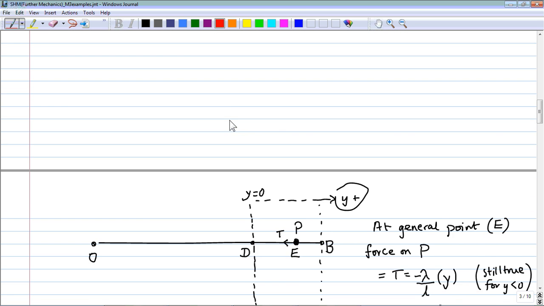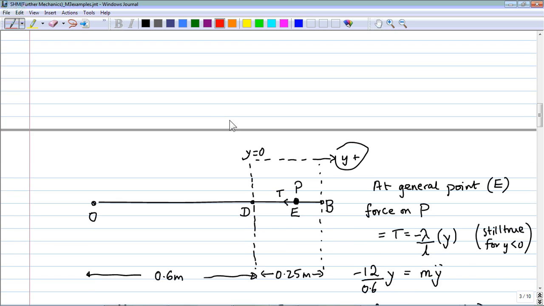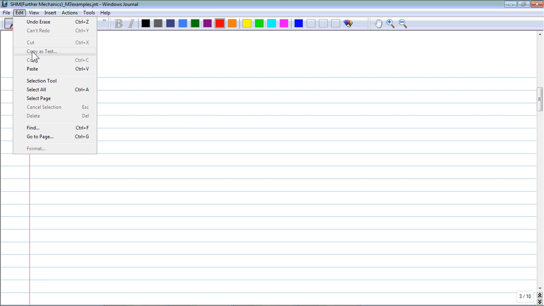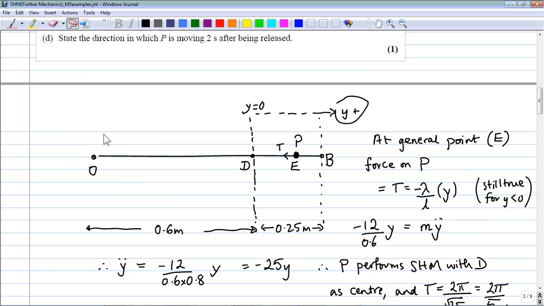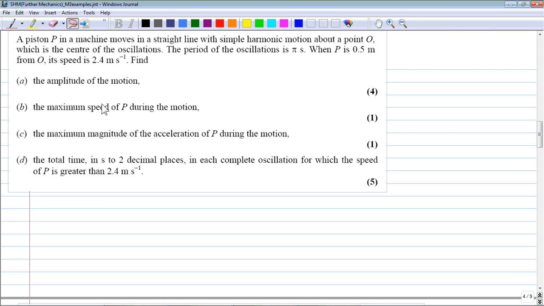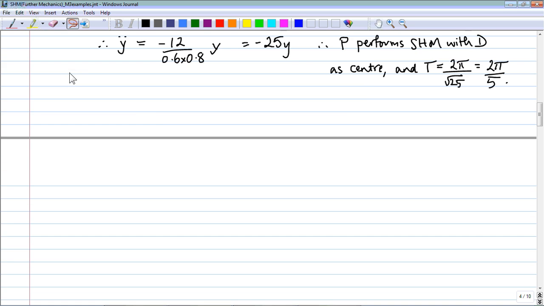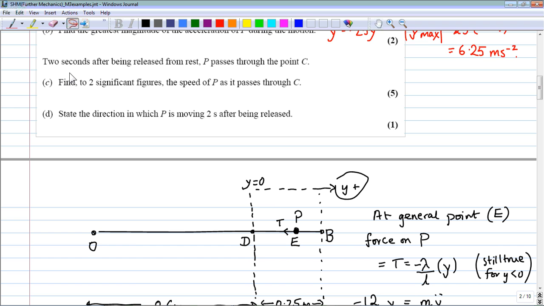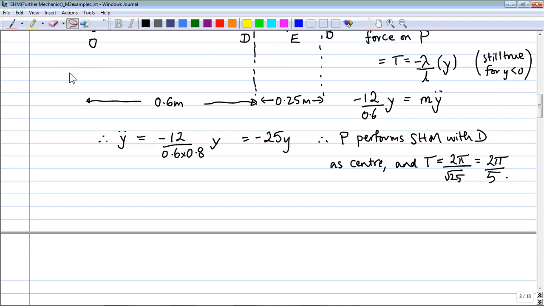Sorry, I seem to have... Oh, I see. I've put an extra page in the wrong place. Maybe I can delete this page. How do I delete a page? Okay, good. So if I move up here, that's better. So I'm being asked now to find the speed of P after 2 seconds.